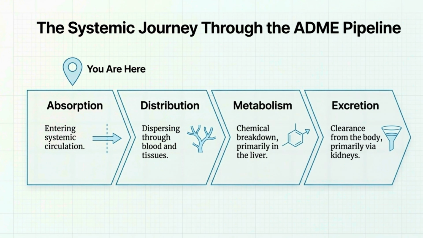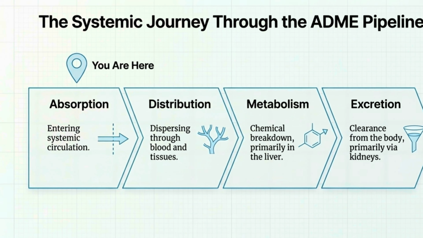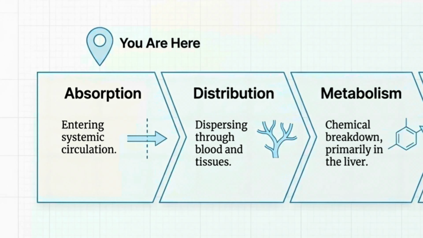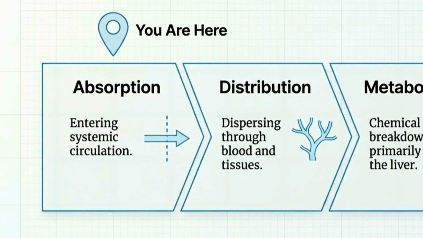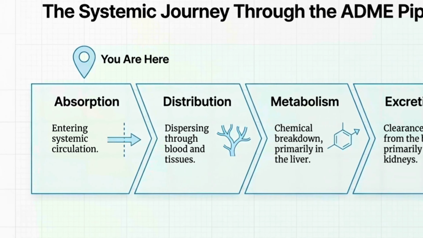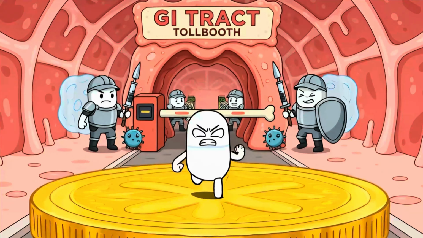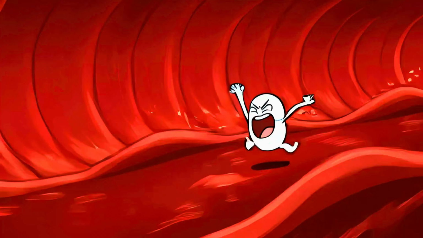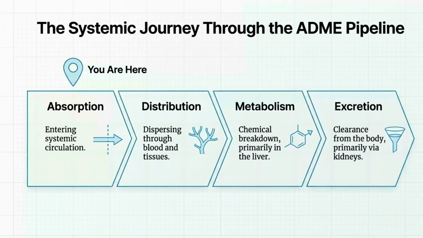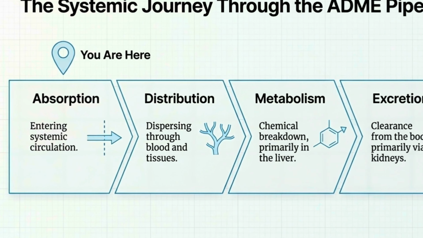That gauntlet is the ADME pipeline, and step 1 is A for absorption. It doesn't matter if a patient swallows a pill, gets an injection, or uses a patch. Before a drug can do anything, it has to successfully absorb and enter the systemic circulation. Once it hits the bloodstream, you might think the hard part is over. But getting into the blood is only half the battle, because now we hit D for distribution.